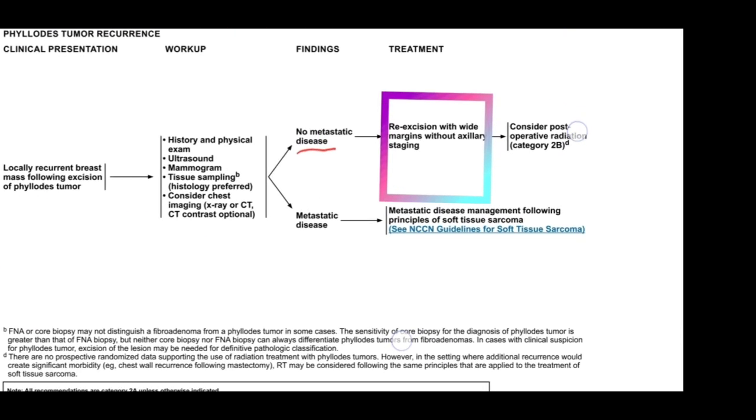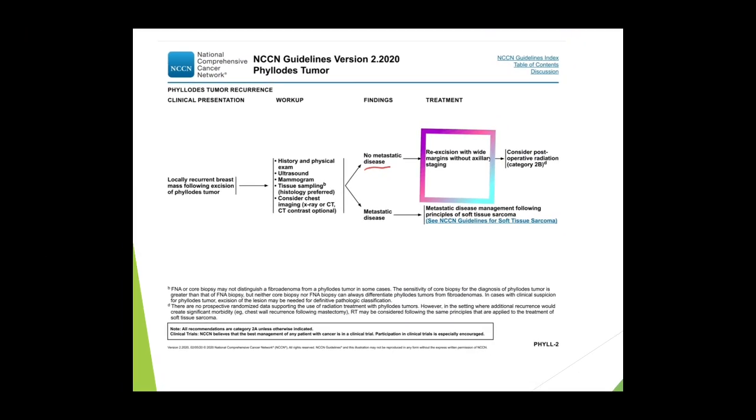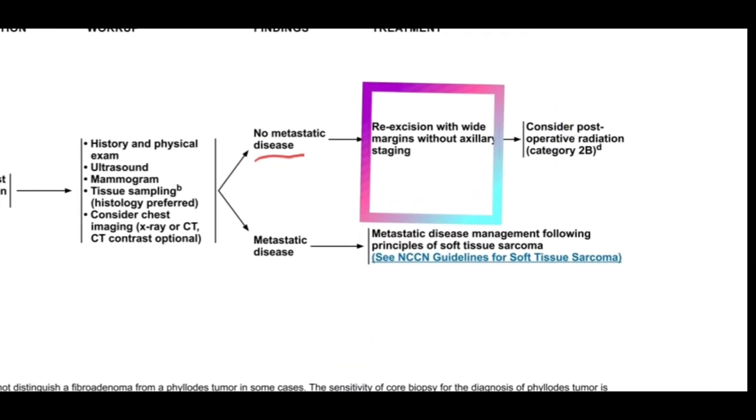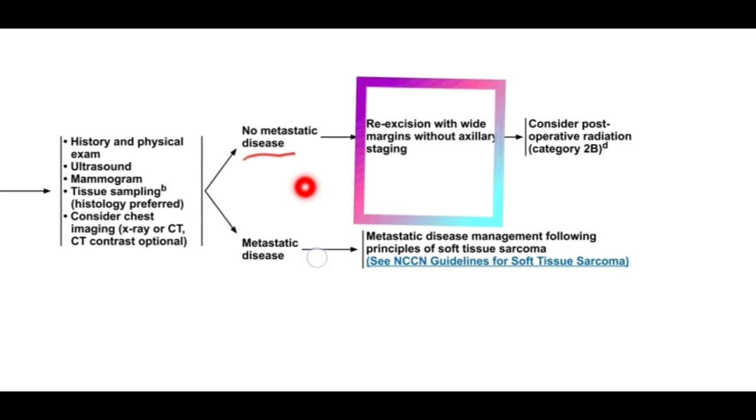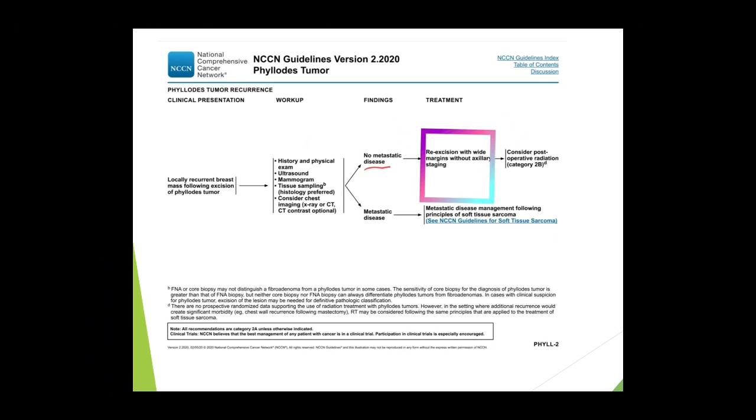This figure is from the NCCN guideline, which shows that if there is recurrence with no metastatic disease, there will be re-excision again with wide margin without axillary staging. This is very important to avoid the patient complication of axillary lymph node dissection.